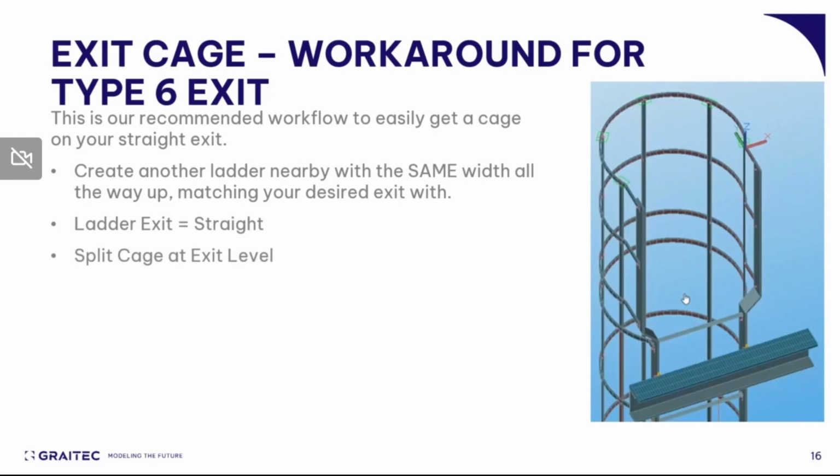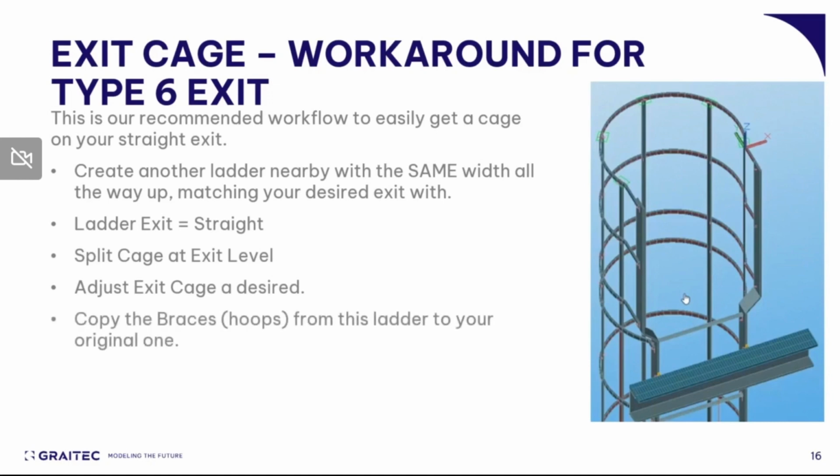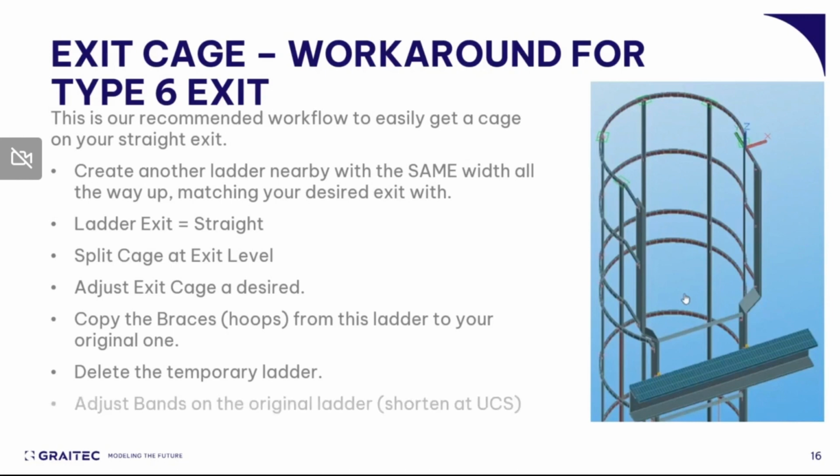Then you do split cage at exit level, and you adjust all that exit cage as you need to get the exit cage looking lovely how you want it. Then you simply need to copy the braces, that's the hoops, from the temporary ladder to your original one, and then you can delete the temporary ladder. Then you adjust the bands on the original ladder, and shorten at UCS is the easiest way to do that. So let's see that in action.